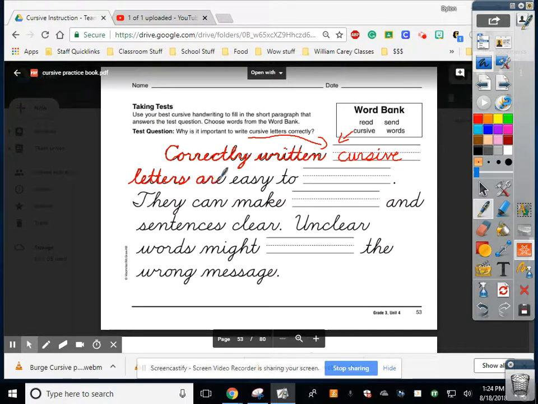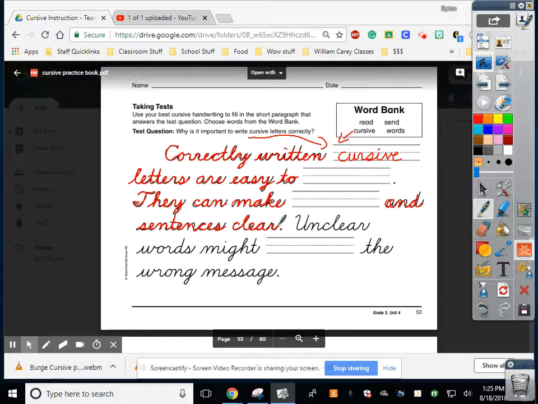Okay? Letters are easy to... What are they easy to do? Who knows? They can make blank and sentences clear. I wonder what sentences are made out of. Golly gee, I don't know. They can make blank and sentences clear. C-L-E-A-R, period.